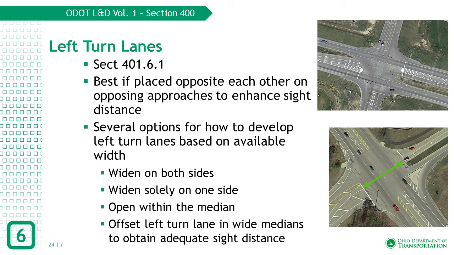This will require a shorter taper length than the option that widens the pavement the full left turn lane width on one side only. For roadways with medians, opening the left turn lane within the median is logical. For roadways with wide medians, offset left turn lanes are typically utilized to align the opposing left turn lanes with each other.